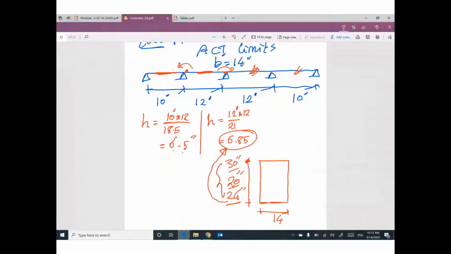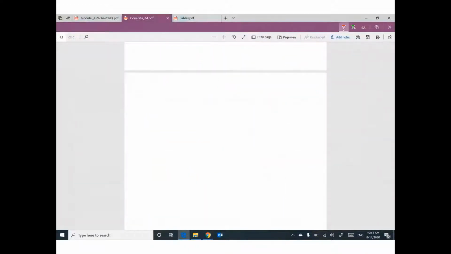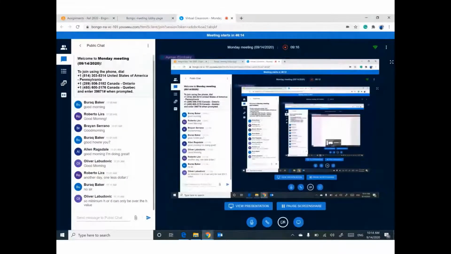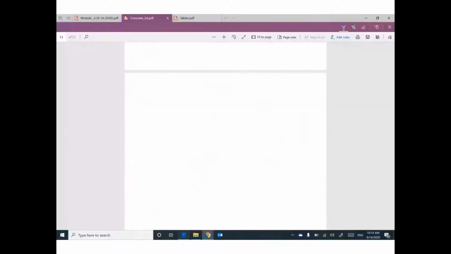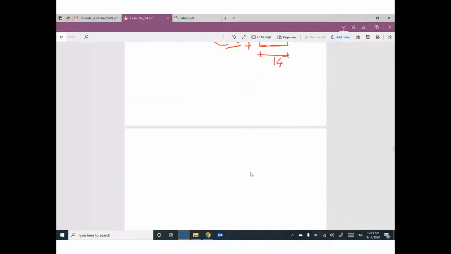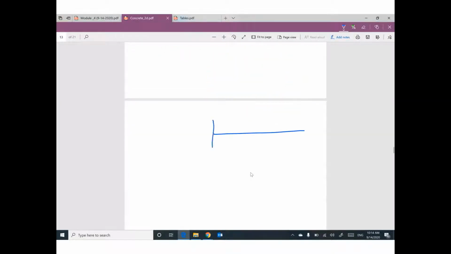One more example. Yes, I'm talking about the minimum. You cannot go below this number. Let's talk one more example. We have a cantilever with span 30 feet. How can I assume the cross section for this beam? If you follow the limits for ACI, everything will be good. We are on the safe side.